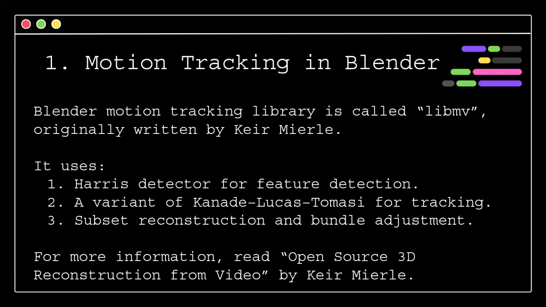Blender's motion tracking is powered by a library called libmv, originally written by Keir Mierle. Sorry if I'm pronouncing his name incorrectly. It uses the Harris corner detector to find good tracking features and a variant of the KLT tracker to follow them across frames. And then it applies a technique called bundle adjustment to find the camera poses and point positions jointly. If you are curious about what really happens, there's a great write-up called Open Source 3D Reconstruction from Video by Keir that dives into the details.